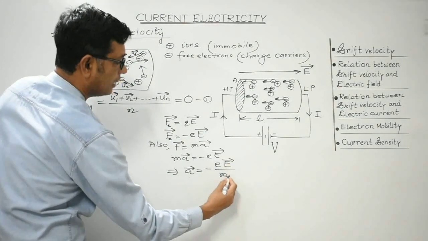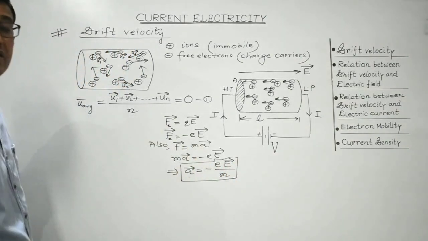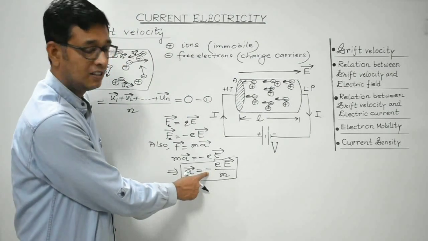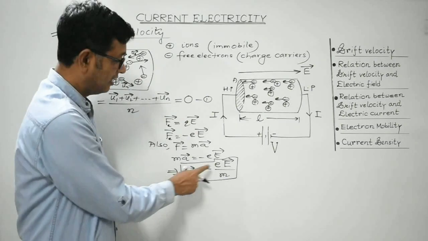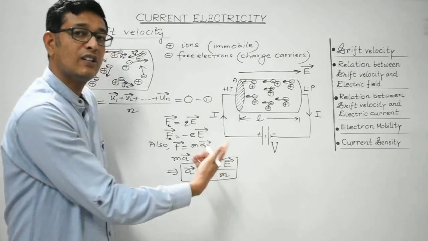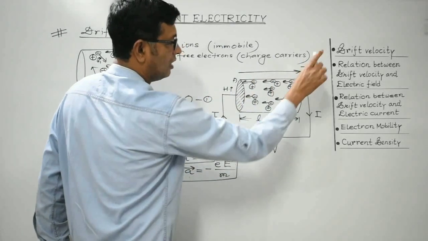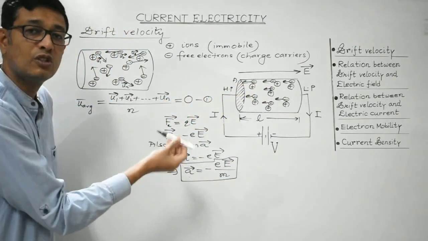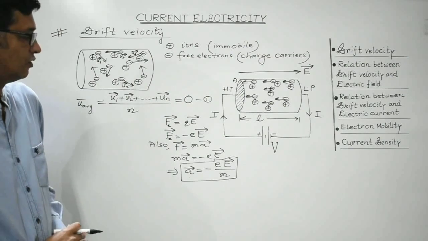which implies that the acceleration would be given by minus eE vector divided by m. So, what does this negative sign indicate, students? This negative sign is indicating the fact that the electrons inside the conductor get accelerated in a direction opposite to that of the electric field. Look, electric field is from higher potential to lower potential, but electrons getting accelerated from lower potential to higher potential. So negative sign is suggestive of this particular fact, right?